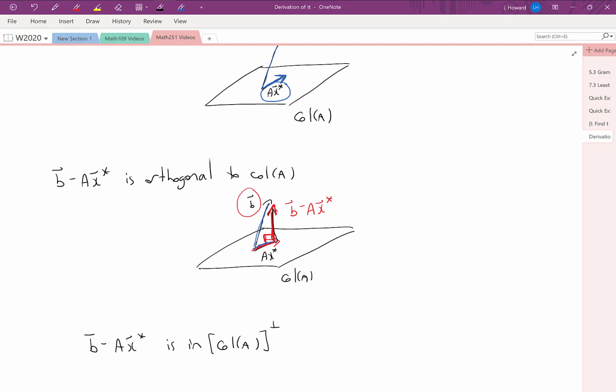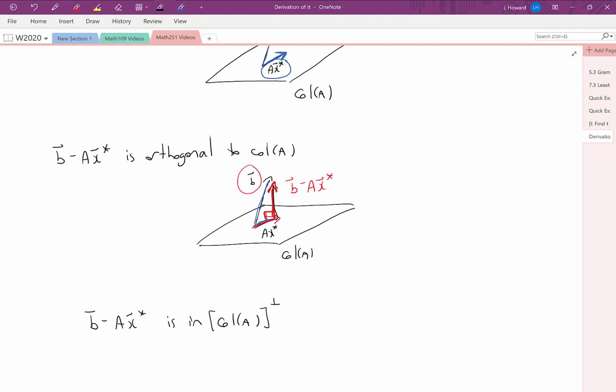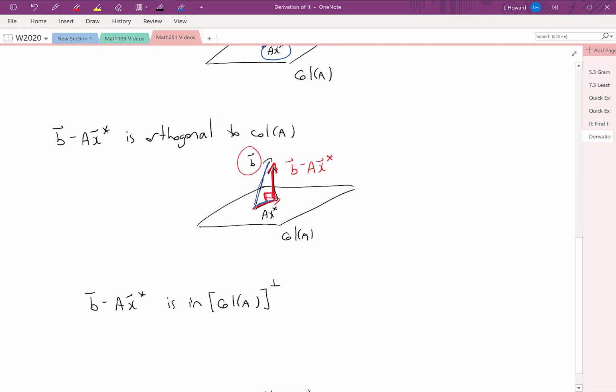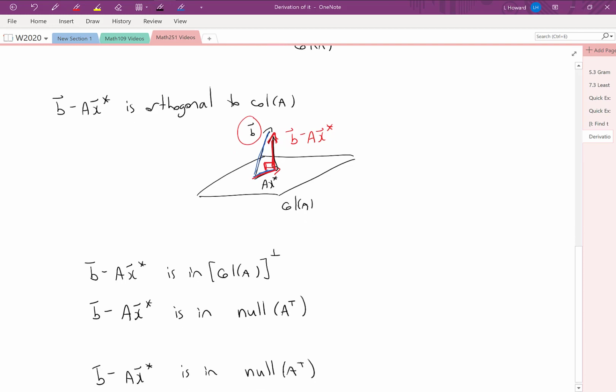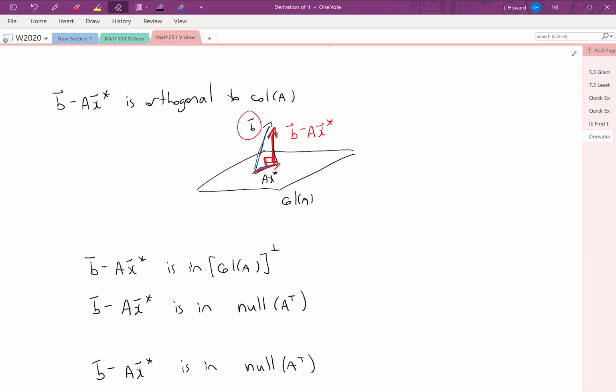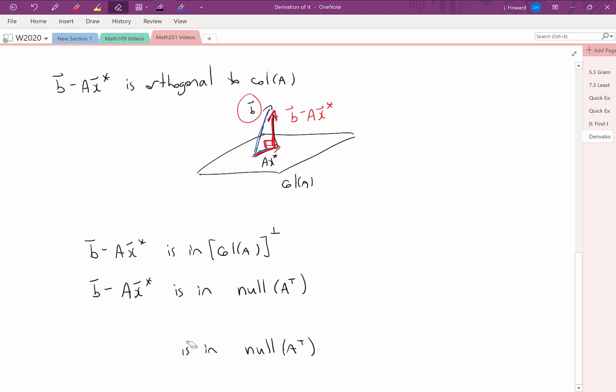If we wanted to be really fancy, we could say B minus AX star is in the perp of the column space of A. Because what is the perp of column space of A? Well, it's just the set of vectors that are orthogonal to column space of A. So that would be a fancier way of saying that idea. You could even take this a little bit further and say B minus AX star is in the null space of A transpose.